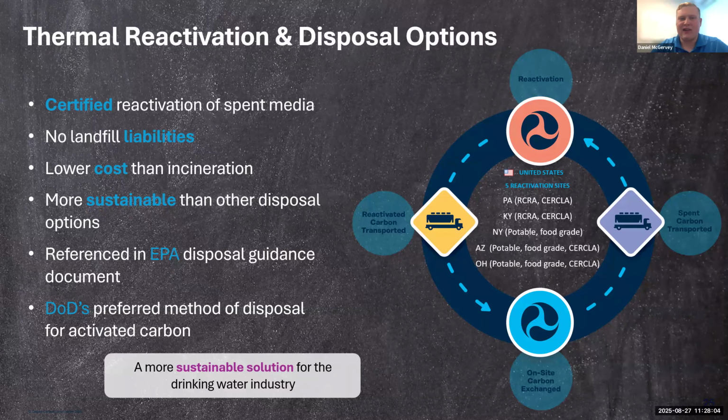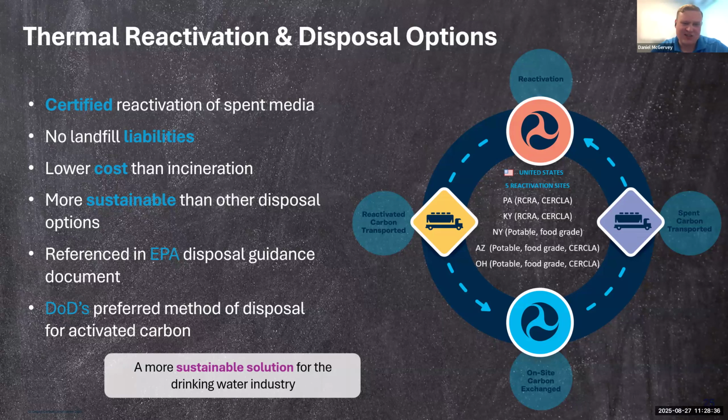So looking at thermal reactivation, overall disposal options. With reactivation, you get a certified reactivation of spent media. You don't have landfill liabilities. If you were to put it in a landfill, there's some worry of some type of liability coming up in the future. And it's a lower cost than incineration or a landfill, as well as more sustainable than other disposal options because it's typically reactivated and then reused in some types of industrial applications. It's also referenced in the EPA disposal guideline document.